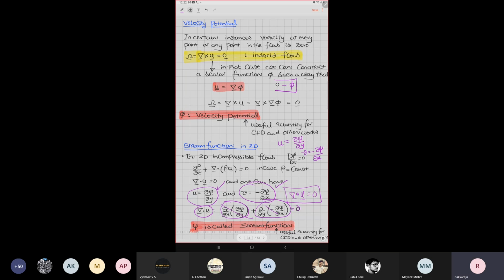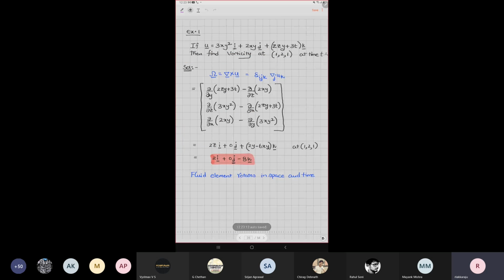For that purpose, again, we require these mathematical tools named velocity potential, where velocity potential phi is defined as u is equal to grad phi, and stream function is defined as u is equal to del psi by del y and v is equal to minus del psi by del x. So first of all, let us look at a few examples so that you will have reasonable comfort in terms of this vorticity field. So let us begin.